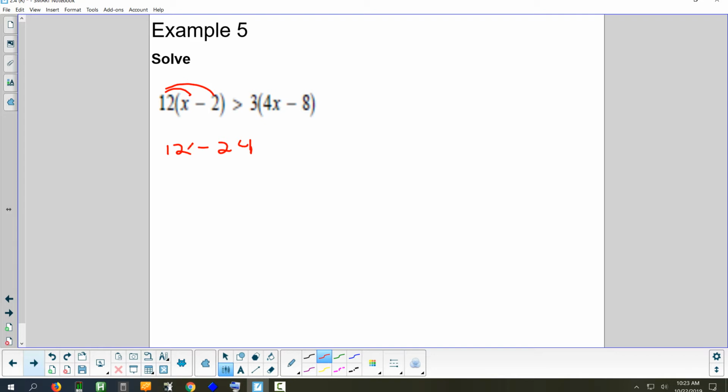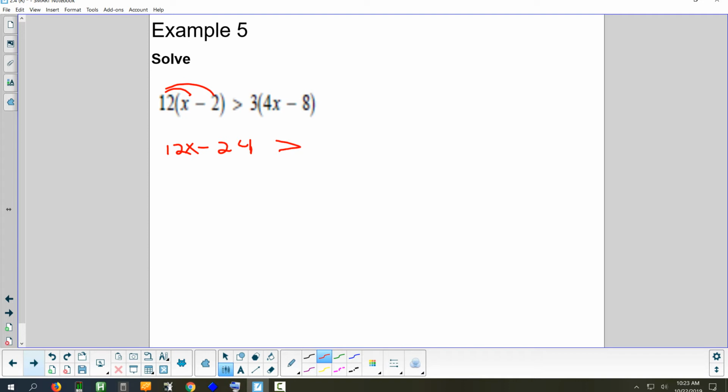Yes, that's important. Do I flip the sign at this step? No, never flip the sign when you're doing distributive. Always keep it the same. We're not multiplying or dividing each side by a negative. That's only going to happen in the last step.